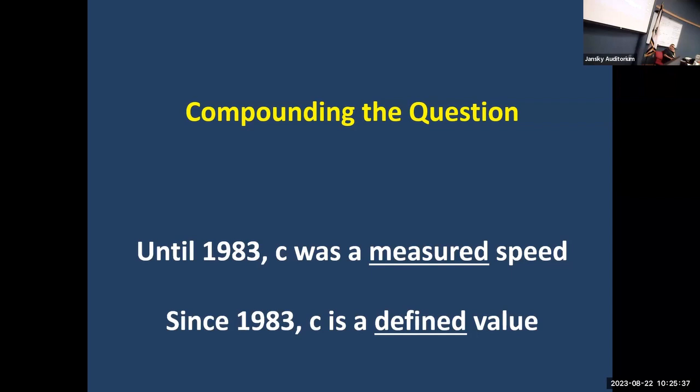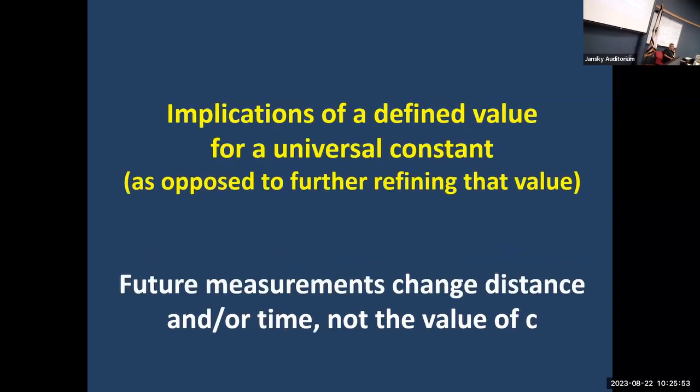The International Committee on Standards, the people who issue the SI system of weights and measures, defined C as a set number. No longer is C measured, and the implication of a defined value for a universal constant, as opposed to further trying to find it, is that if we make future measurements that show that C is something different than that long number that's approximately 300,000 meters a second, but the exact number, if we measure it as anything else, C does not change. It stays that same number. What does change is our measurement of time or our measurement of distance. By definition, that is what happens.